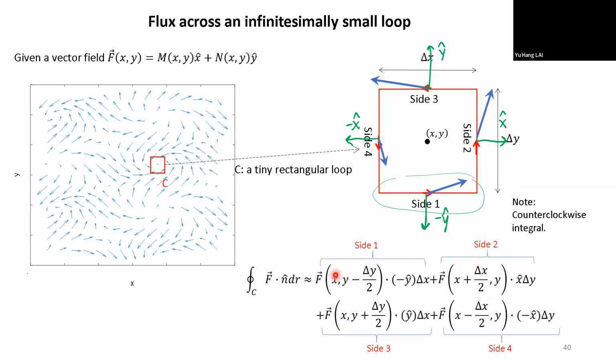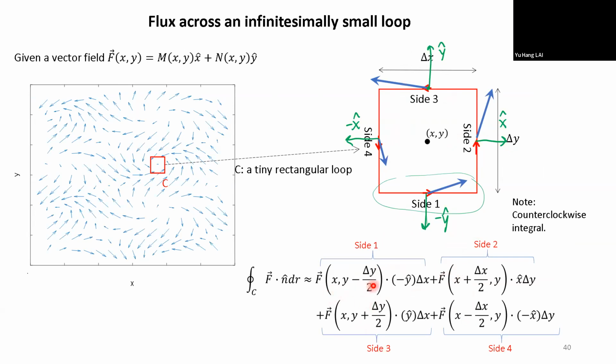You notice that the field I take here and the field I take here are referring to different coordinates. Because for side 1 I'm taking the field at this point, side 2 at this point, side 3 at this point, side 4 at this point. So these four are referring to the coordinates for these four points.